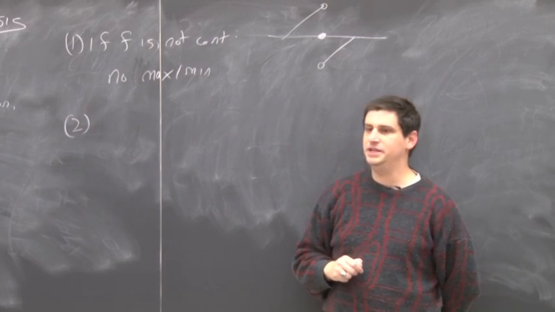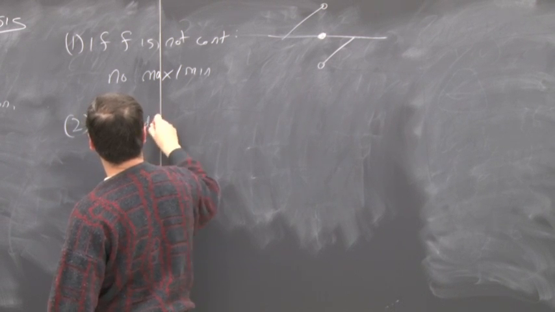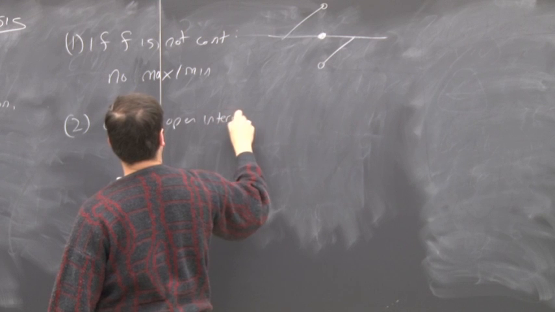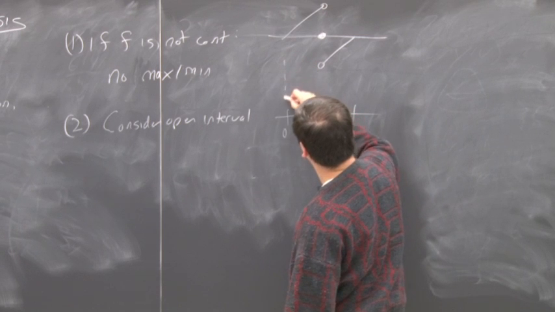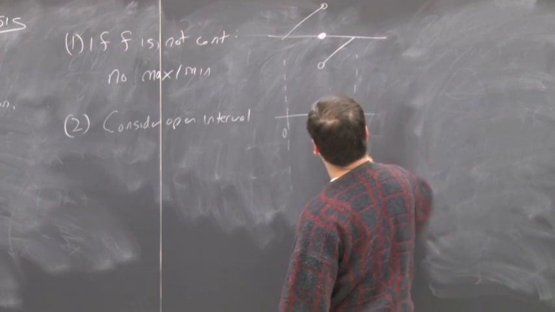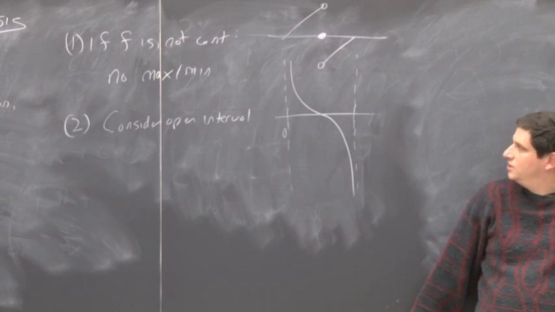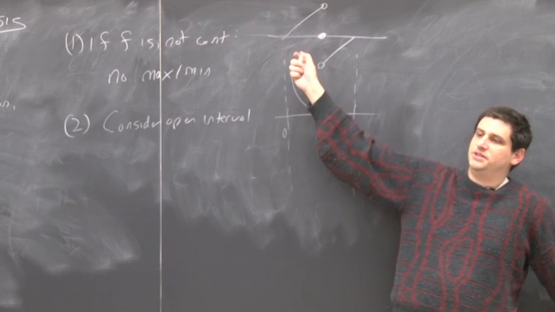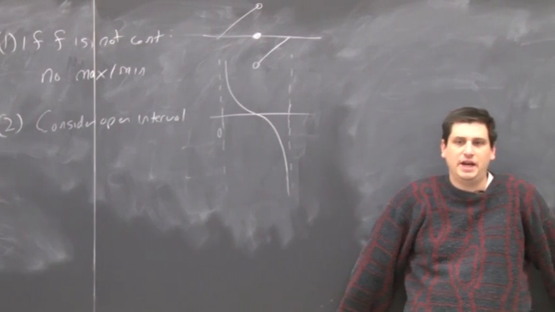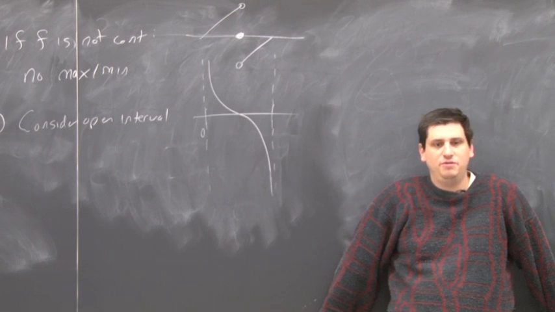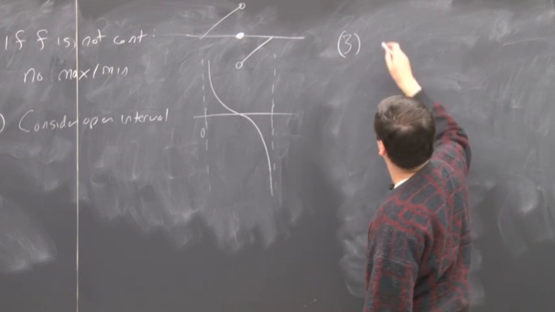The next one is endpoints. So consider an open interval. And so here's 0, here's 1. You might remember functions like this from trig. As I get closer and closer to 0, I'm going to plus infinity. As I get closer and closer to 1, I'm going to minus infinity. This function has no max. It has no minimum. It's very important that I have my region be closed. And the last was bounded.